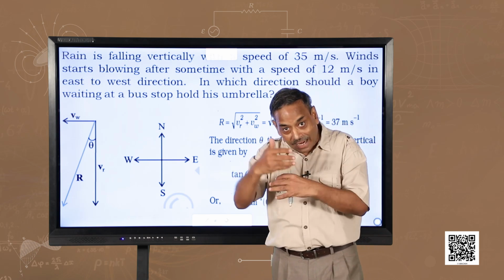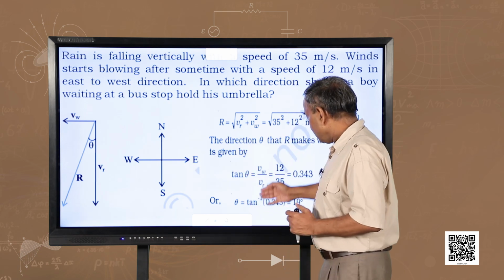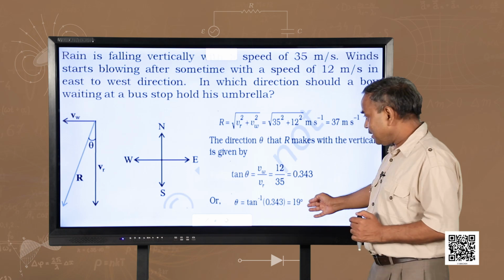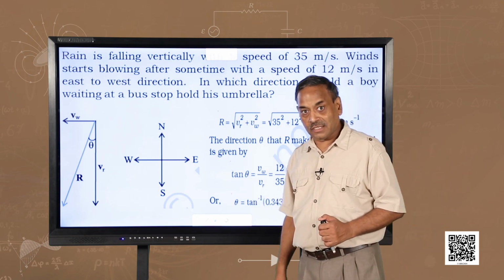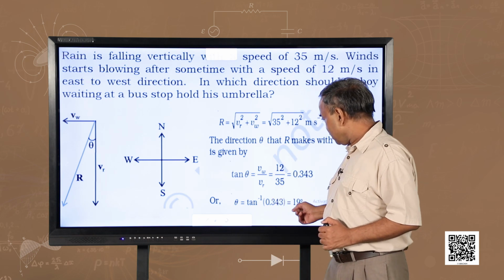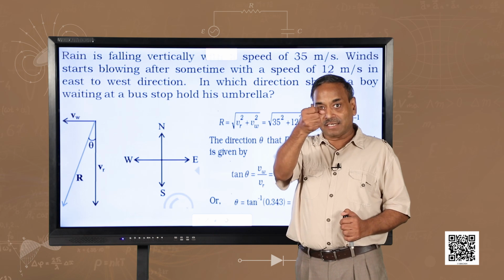Now you have to add the two vectors to find the resultant vector, and then you can find out the angle of 19 degrees. This problem is solved in your textbook, so I am not discussing it in detail. You can see that the child should hold the umbrella at 19 degrees like this.